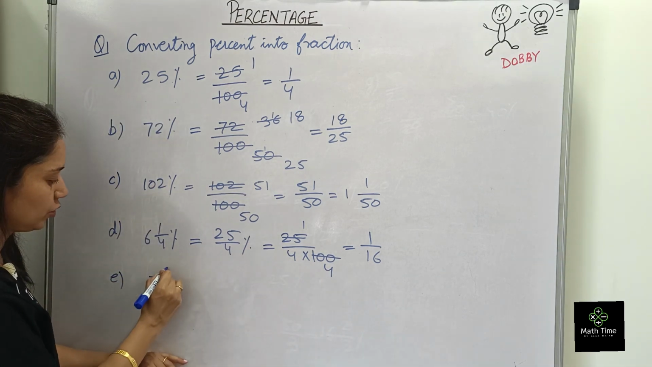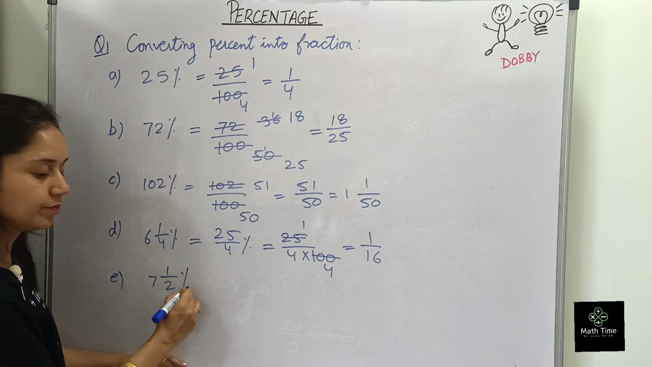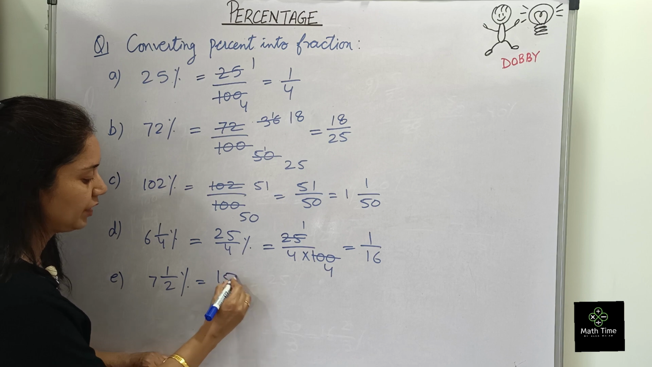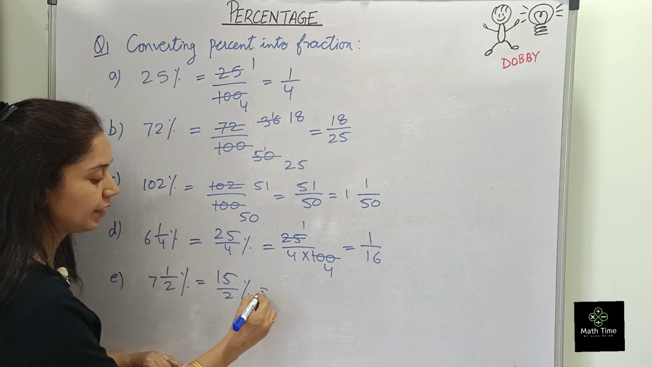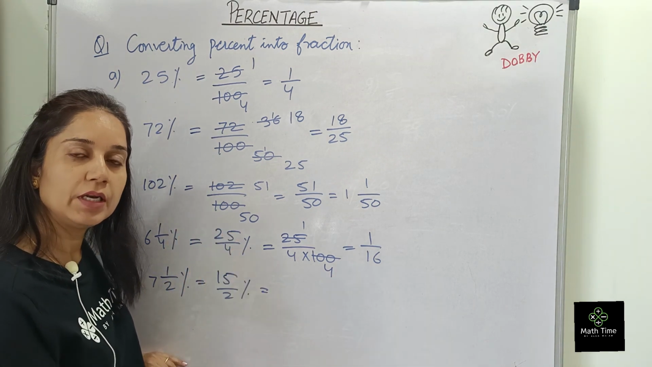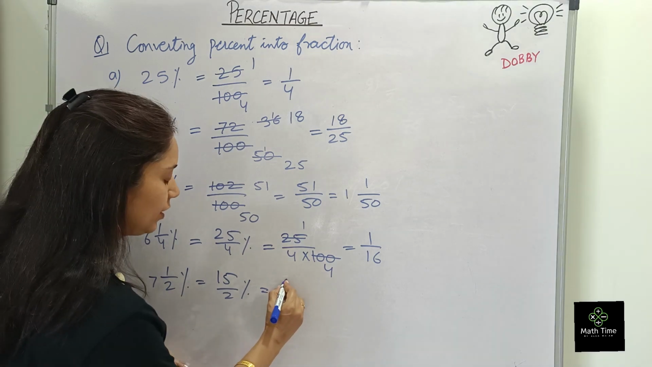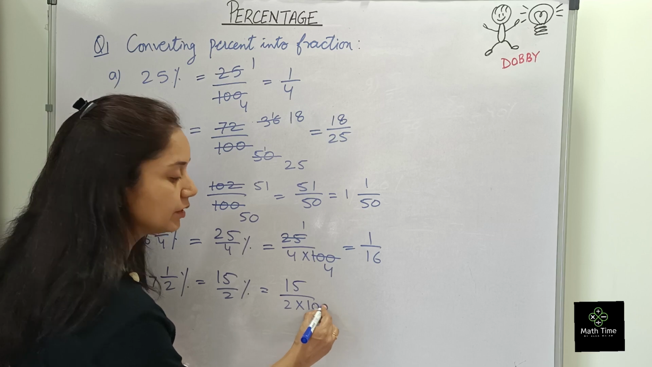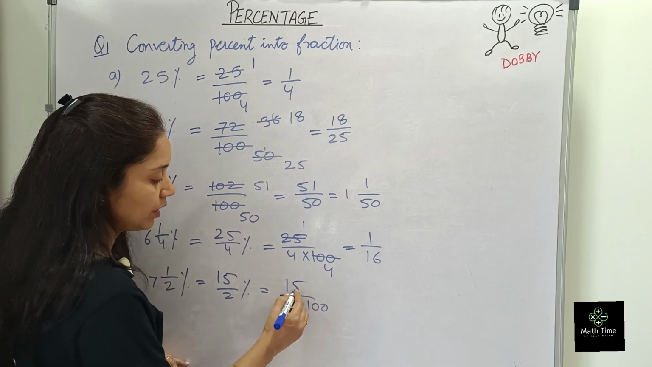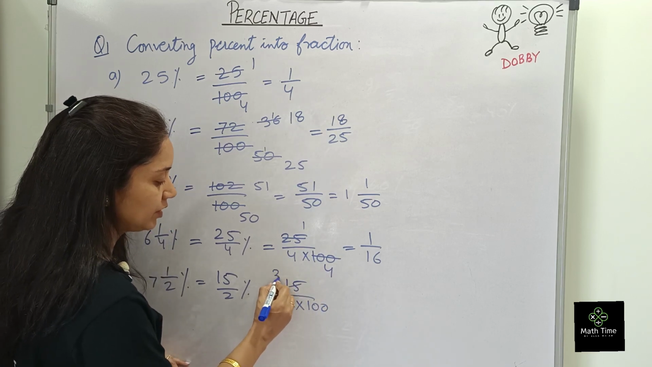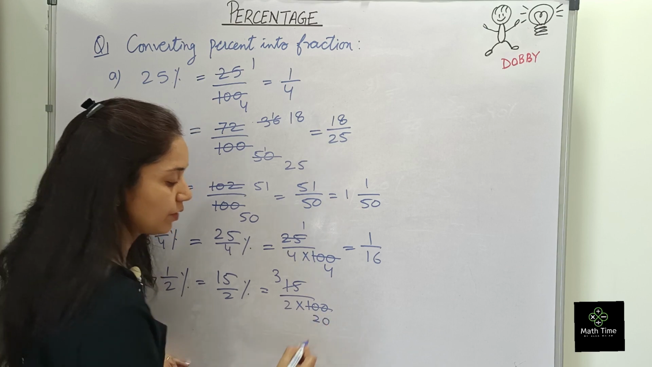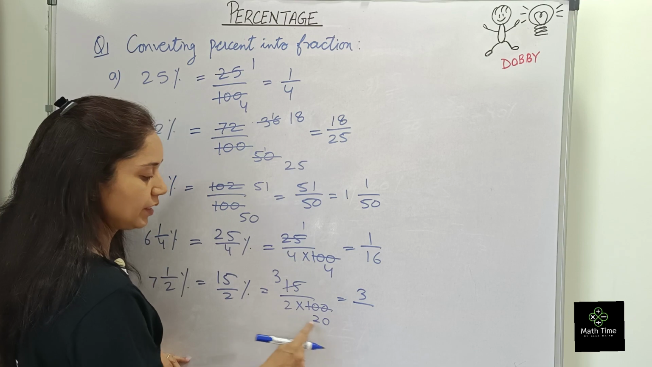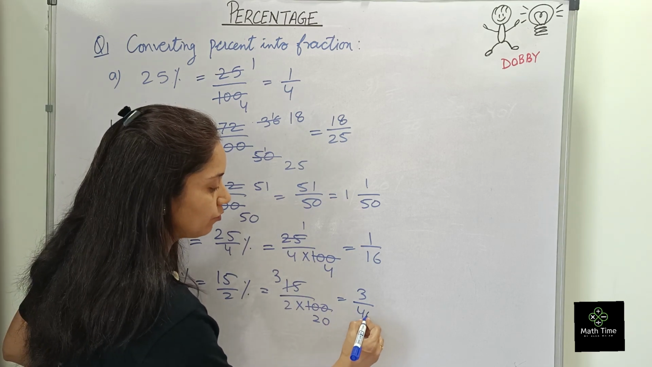Next question, suppose you have 7 1 upon 2%. Okay, 7 2s are 14 plus 1, 15 upon 2%. Now again, remove the percent symbol and put 100 in the denominator. 15 upon 2 is already there. 100 also comes in the denominator. Now cuttings, table of 5. 5 3s are 15, 5 2s are 10, 1 0 at the back. No more cuttings, so numerator is 3 and denominator is 2 multiplied by 20, 40.